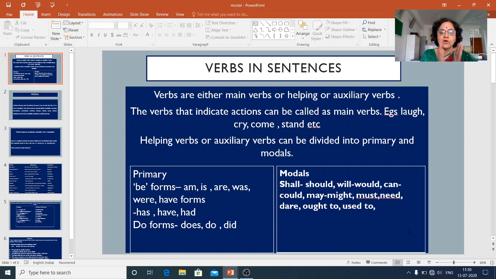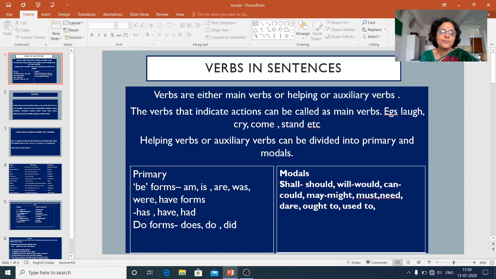Here, auxiliary verbs can be divided again into two parts. One is primary and one is modals. So what are these primary forms? They are called the be forms. These be forms will also come in your exams as fill in the blanks. We will do that in the chapters later on. So now just focus on what I am trying to tell you. Auxiliary verbs, helping verbs, there are two types: primary and modals.